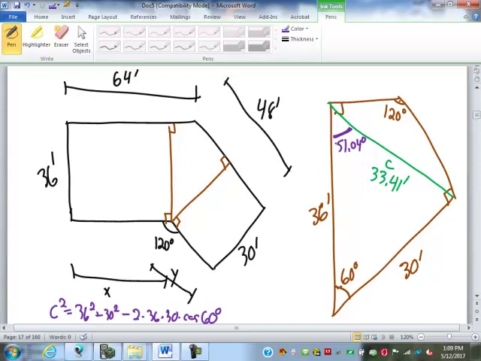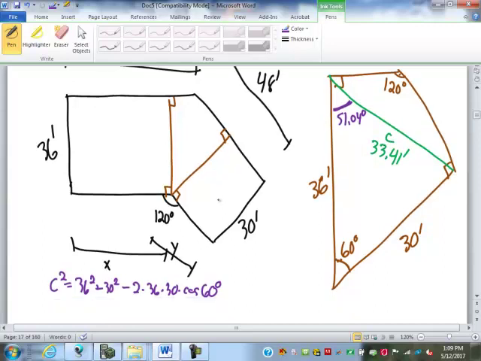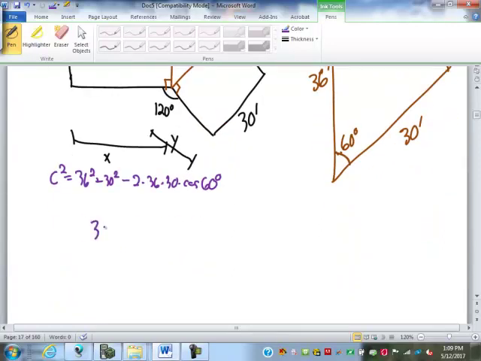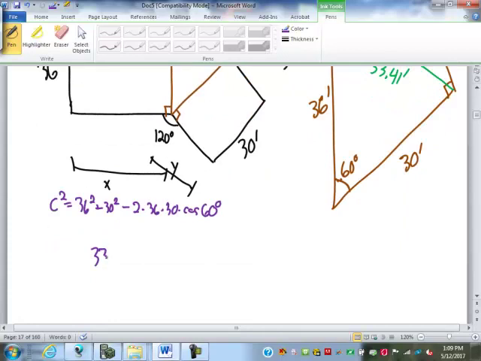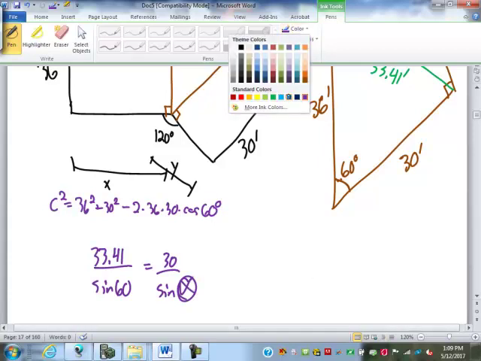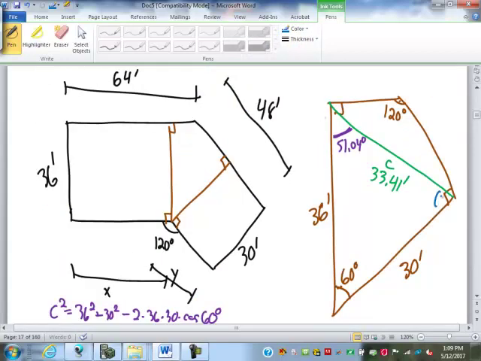You ready? What'd you get? 51.04? Yep. Okay, so 33.41 over sine of 60 equals 30 over sine of whatever that angle is. Now that's telling me this angle over here has to be how much? 68.96. Make sense?